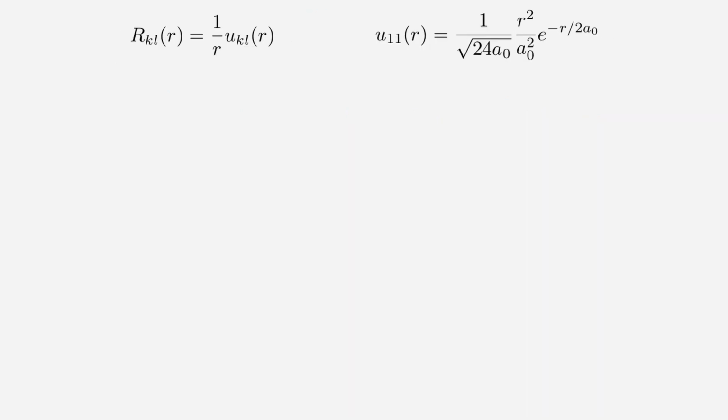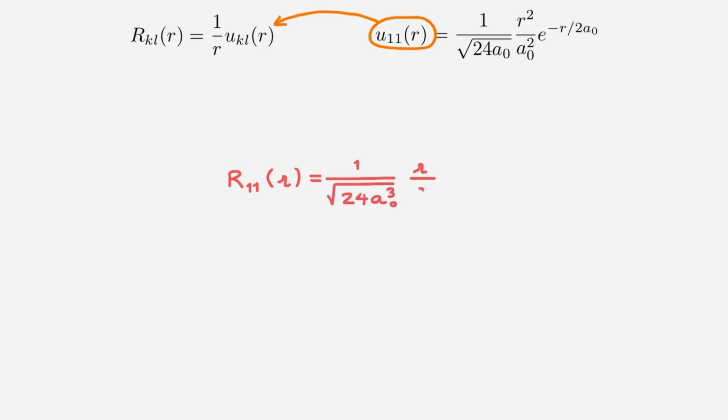The next step is to go to the original radial function, which in our case is r11. Inserting the expression for u inside this equation, we get the prefactor times a term proportional to r times the exponential.